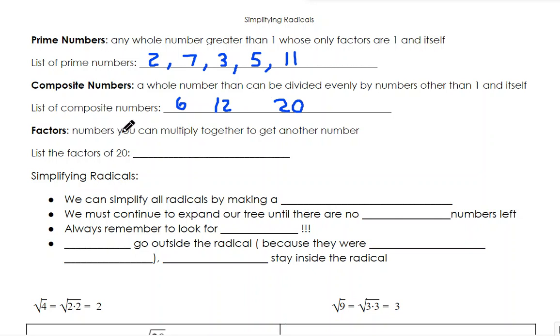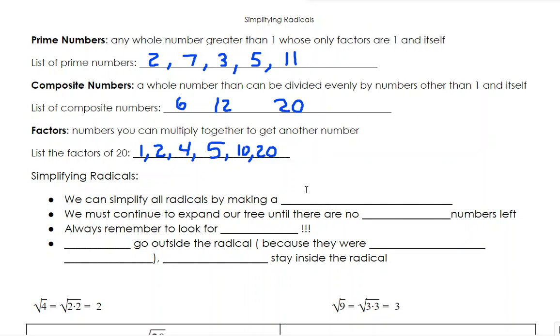Right? Factors are numbers you can multiply together to get another number. So list the factors of 20. All right, so for 20 we could do 1 times 20, right? 1 times 20 would get us 20. 2 times 10 would give us 20, right? What else would give us 20? 4 times 5 could give us 20, right? So these are our factors of 20: 1, 2, 4, 5, 10, 20, right?